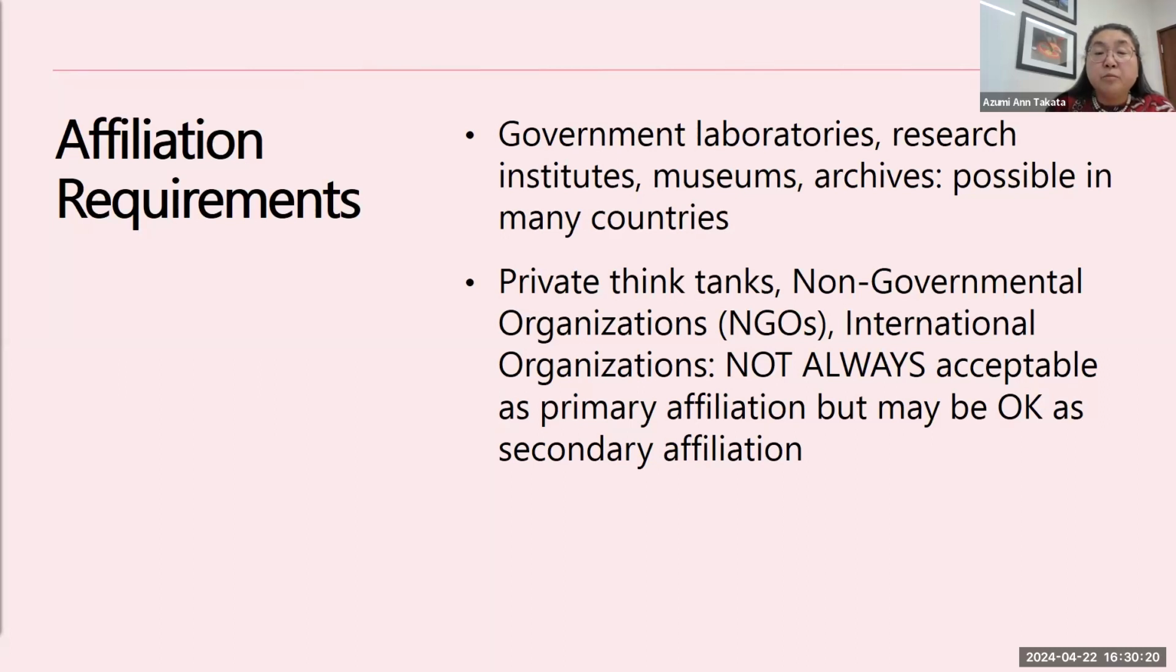And finally, private think tanks, non-governmental organizations or NGOs, international organizations like a United Nations or a World Bank office, are not always acceptable as a primary affiliation, but these kinds of organizations may be okay as a secondary affiliation. So if you're thinking about doing projects that often involve NGOs, like projects that have to do with human rights, you may need to figure out a way to get either a university or a government office affiliation that meets the criteria of the award, and then have that NGO or an international organization as a secondary affiliation. As I mentioned before, you can have more than one affiliation. So this might be something where you need to think creatively about how to organize that. So let's go and look at a couple of examples.